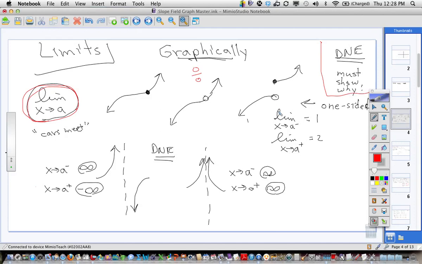Where's that approaching? Look at the equation that's on the right. See where that's approaching. See if they meet. Okay, so that would be a pretty easy one to identify. And if they meet, that's the limit. If they don't meet, we'd say it doesn't exist.